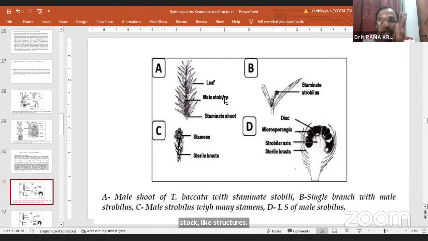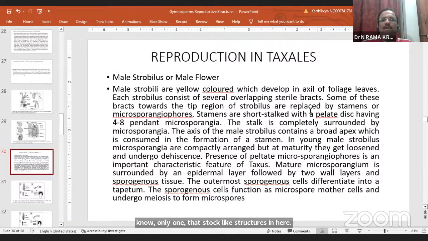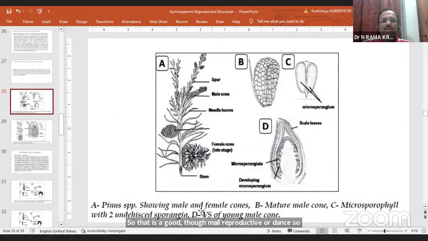After this group, the section is modified into flower parts: calyx, corolla, androecium and gynoecium. But here all these four parts are not there; we are looking only at the stalk-like structures. So that is the male reproductive organ. Similarly, now you see this one, which is the female reproductive organ.